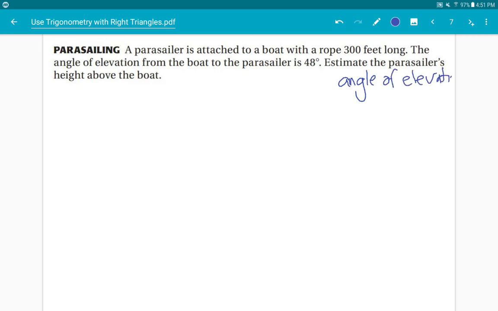Okay, now when you talk about elevation, we're talking about things that go in an upward motion. So let's say you are here, and you are looking this way. This is your point of view. Your point of view for an angle of elevation will be traveling in an upward direction. So as you are looking horizontally and you look upwards, this angle that you create is what we call the angle of elevation.